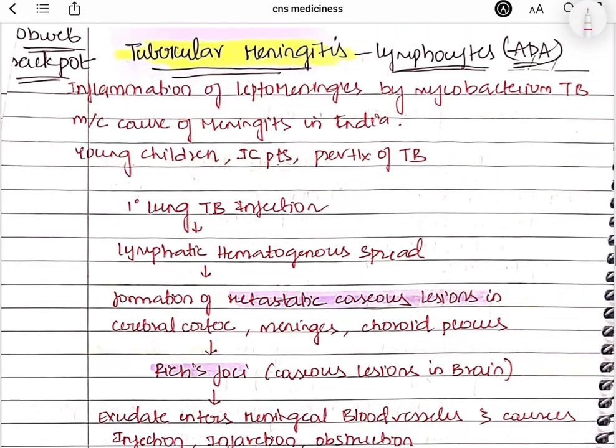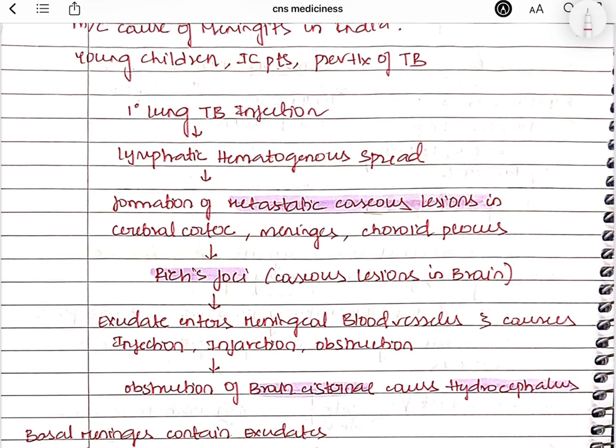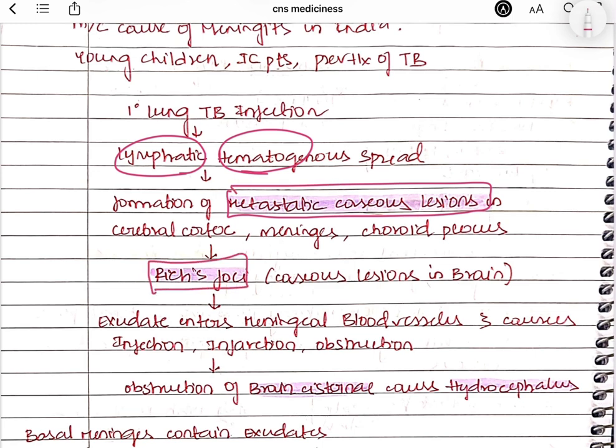So what is tubercular meningitis? It's an inflammation of the leptomeninges by this bacteria, right? Just write that it is seen in unvaccinated children, immunocompromised people and those with a previous history of TB. What is the pathogenesis? First, there is infection in the lung, which spreads through the lymph and the blood to the brain. They produce metastatic caseous lesions, called Rich foci, in the brain, right?